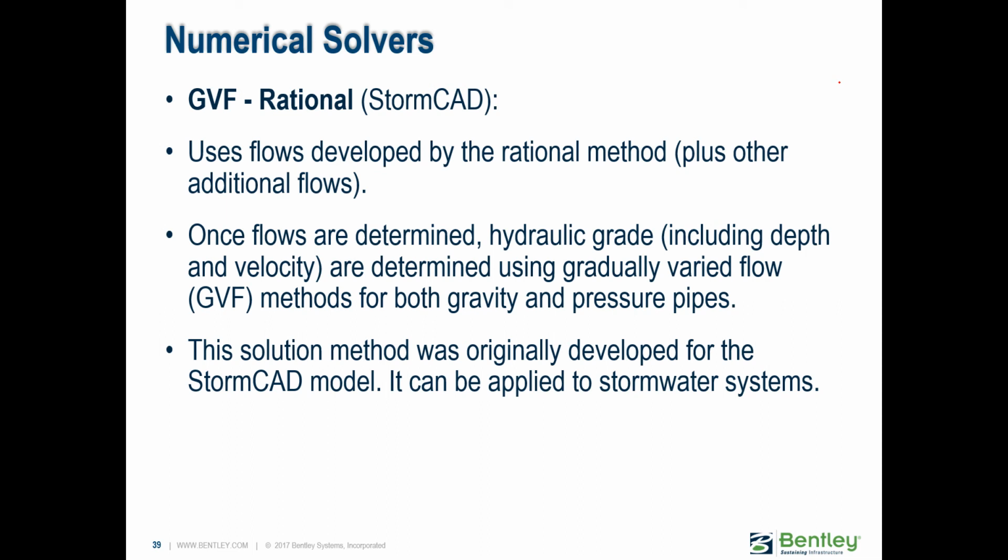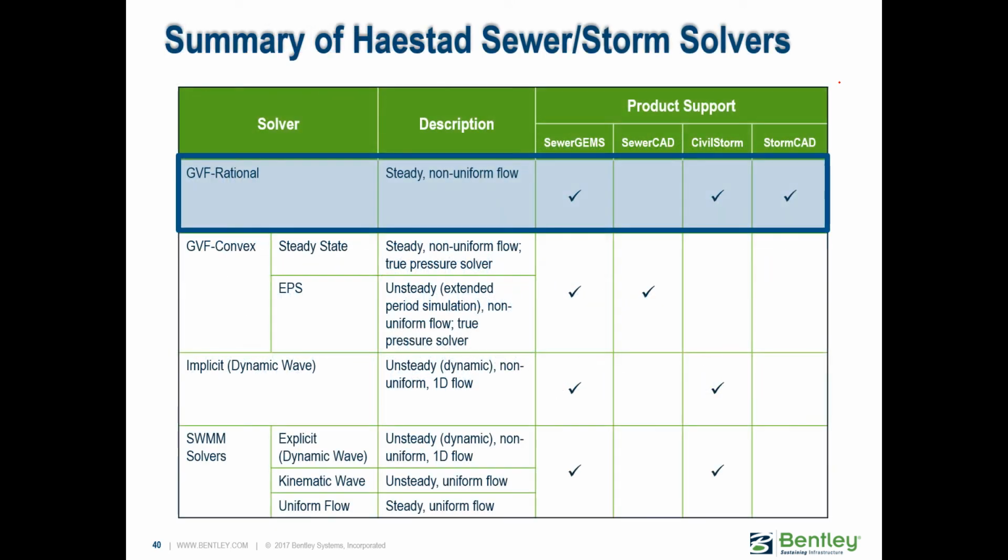All right, so again, in summary, we use the rational method to come up with flows. Then once we have the flow, we figure out the hydraulic grade, and we do that using the gradually varied flow methods, which is what that GVF storm solver is. I'm not going to go into a lot of detail, but I just want you to take a mental picture of this to realize that SewerGEMS, CivilStorm, and all other Bentley products have more options for solvers. The one that we're concerned with, which is GVF rational for steady non-uniform flow, is found in SewerGEMS, CivilStorm, and StormCAD.